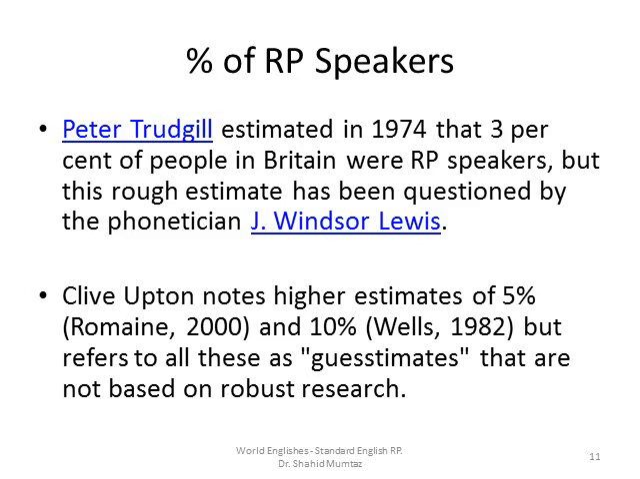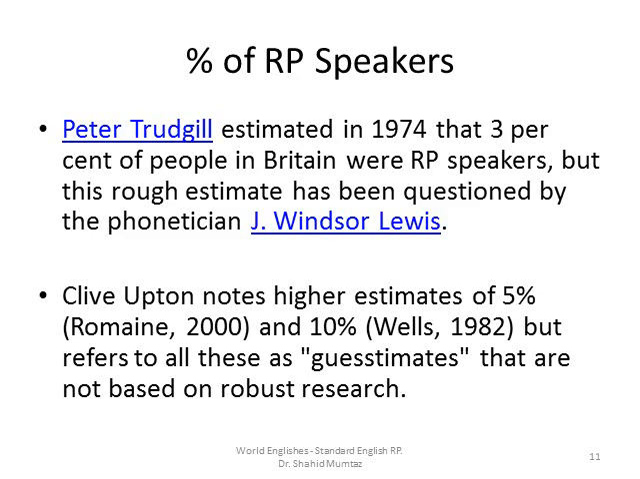So the next point is: what's the percentage of RP speakers? What's the percentage who speak standard English, whose accent is RP, who follow the RP accent? Let's see what people say about them. First, Peter Trudgill estimated in 1974 that only 3% of the people in Britain were RP speakers. But this rough estimate has been questioned by the phonetician J. Vincent Lewis. Another one, Clive Upton, also noted a higher estimate, not very high, but higher than Peter Trudgill's 3%.